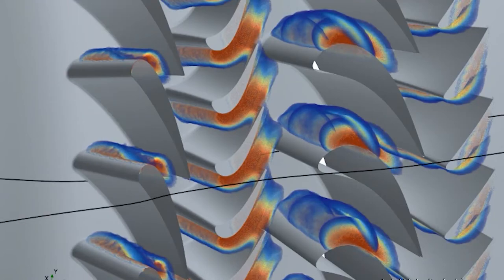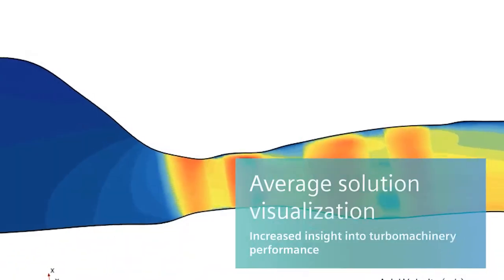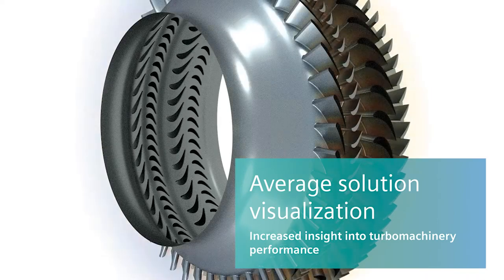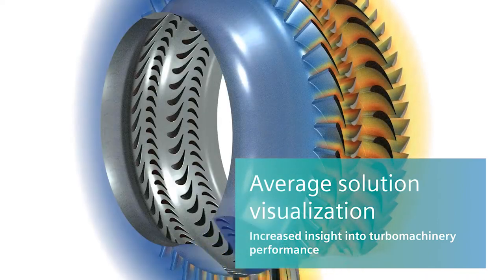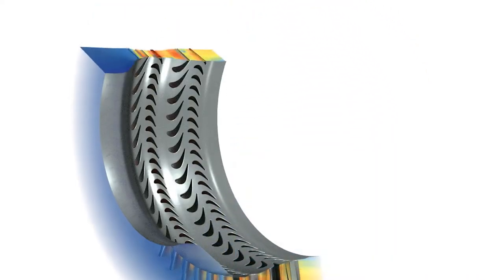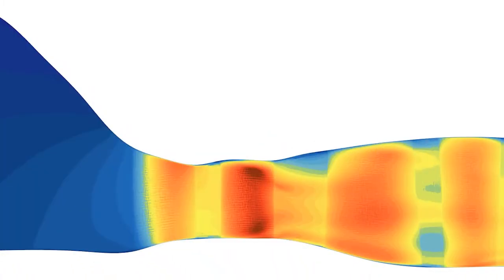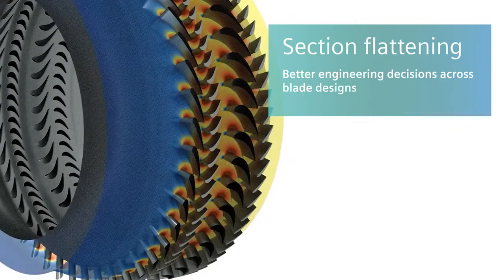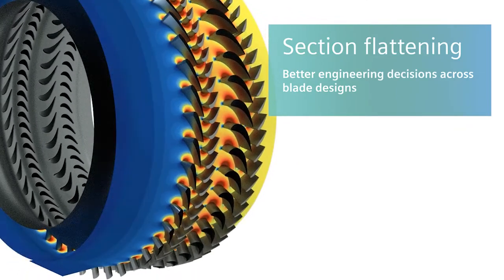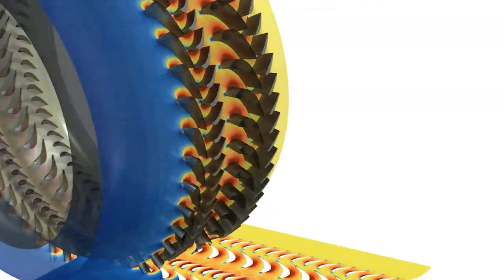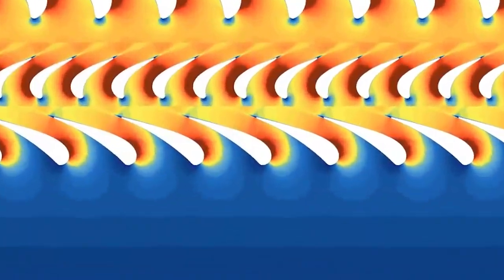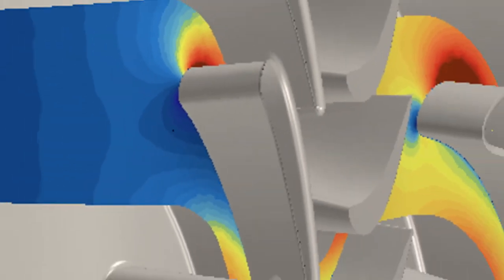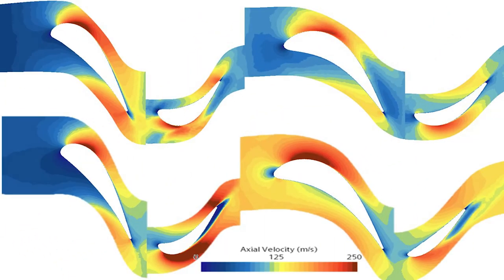You can now circumferentially average the flow solution to better visualize macroscopic features like hub or shroud separation, allowing you to identify issues in the flow path and ensure the desired performance. With section flattening, you can project a complex 3D blade-to-blade solution to a flattened 2D view. This helps you understand performance, visualize flow behavior, and ensures consistent comparison between designs.